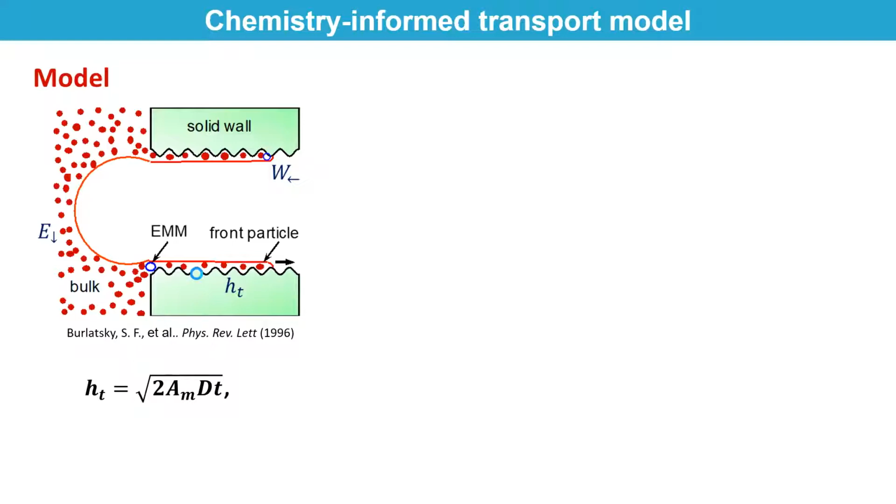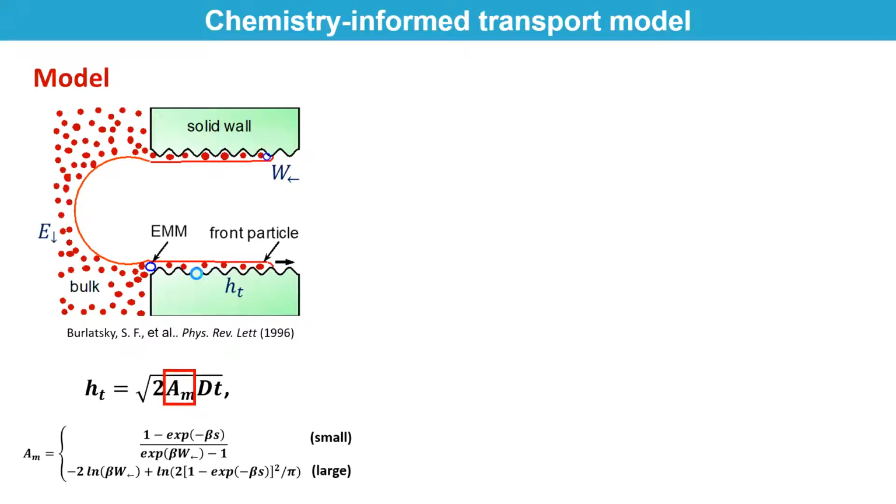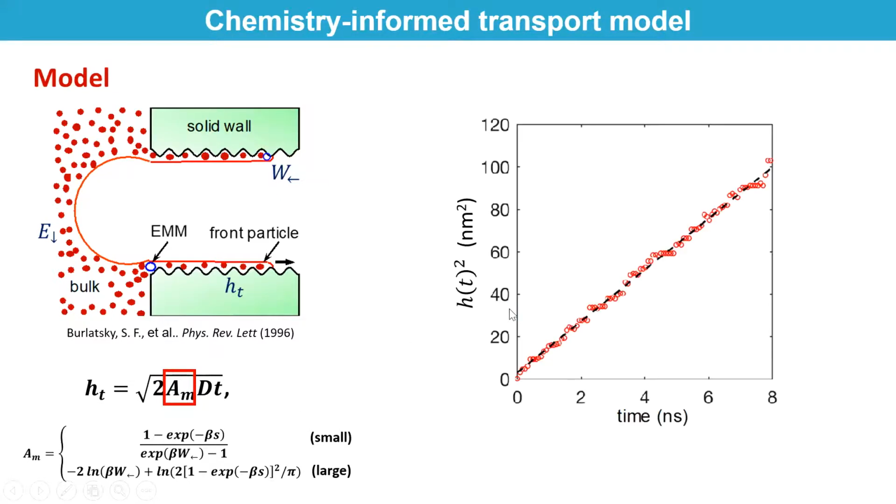Importantly, what this model says is that the effective diffusion coefficient of this kind of growth is not just the diffusion coefficient of a water molecule on the surface. Instead, it is amplified by a factor called A sub m. If the interaction between the water molecule and the substrate, in this case the solid wall, is very strong, then A sub m can be much larger than 1. So is this something that we see in our simulations? Well, indeed so.